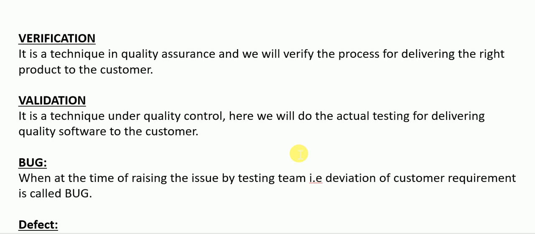Okay. Next, bug and defect. A bug is something deviating from your requirement, something which is not working. Then you can call it a bug. Once it is accepted by the development team to get it fixed, then we call it a defect. So these are all the frequently used terminologies in our testing.